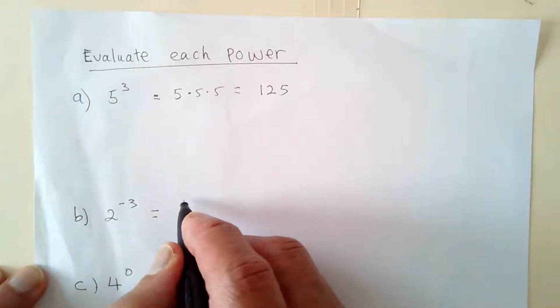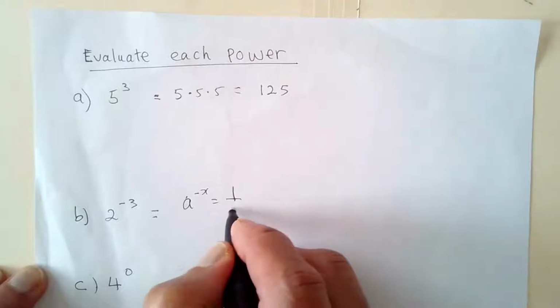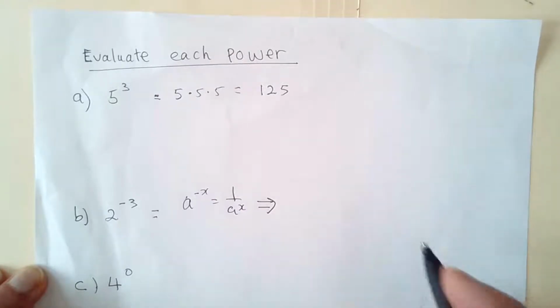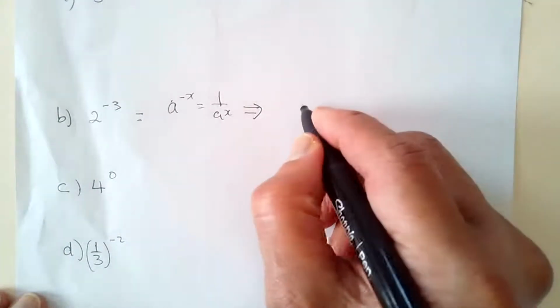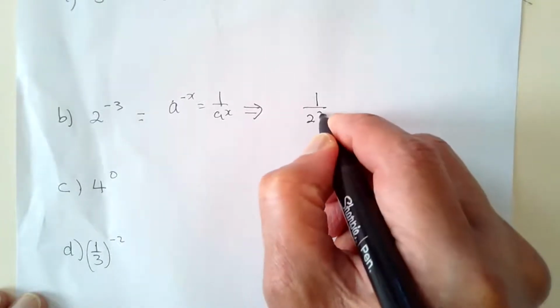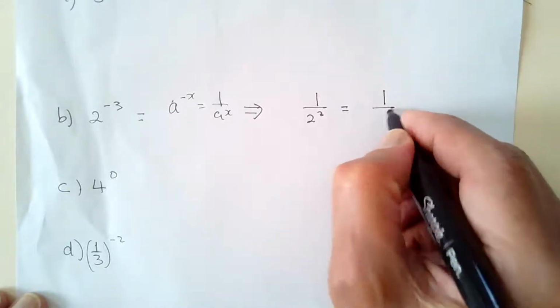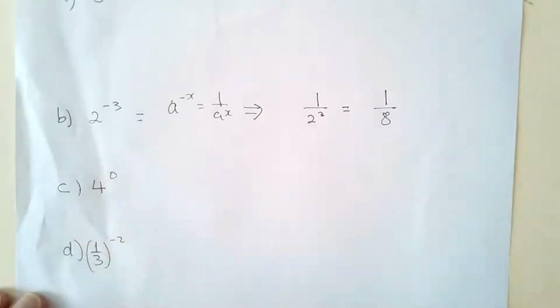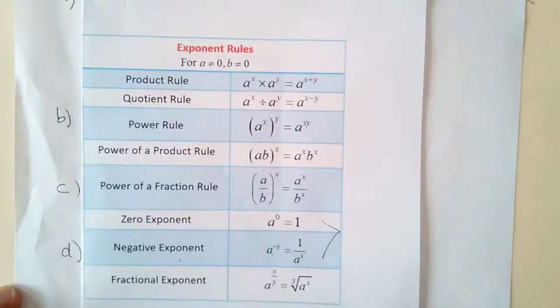Now, this follows the negative exponent rule, which is a to the negative x is 1 over a to the power x. We can rewrite that as a to the negative x equals 1 over a to the power x. So this will give us 1 over 2 to the power 3, which eventually ends up as 1 over 8. So 2 to the negative 3 is the same as 1 over 8. 4 to the power 0 is what we call the zero exponent rule. A to the power 0 is equal to 1.